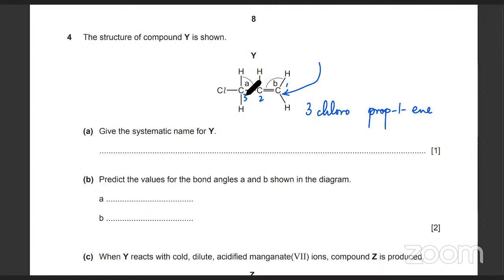Predict the bond angle. So whenever carbon is bonded to 4 atoms, it's tetrahedral. It's going to look like this. And the angles are going to be 109.5. So A is 109.5. B, on the other hand, is 120 degrees. Whenever carbon is making a double bond, it looks like a fan. Okay, that's trigonal. That's going to be trigonal planar.